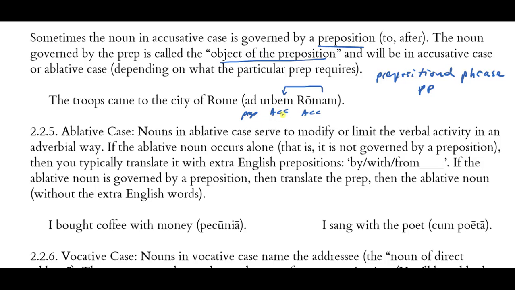They came ad urbem Romam. So this whole thing is a prepositional phrase here. And that preposition ad takes its object in the accusative case. So when you're translating prepositional phrases, you translate the preposition's meaning, and then you just translate the noun's meaning that is governed by the preposition.